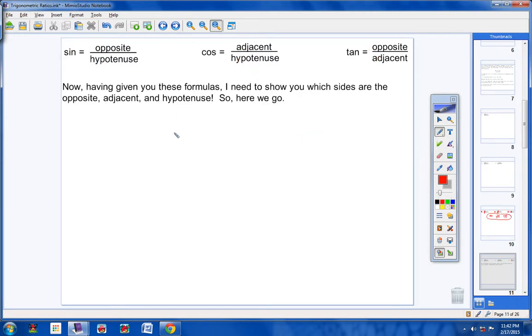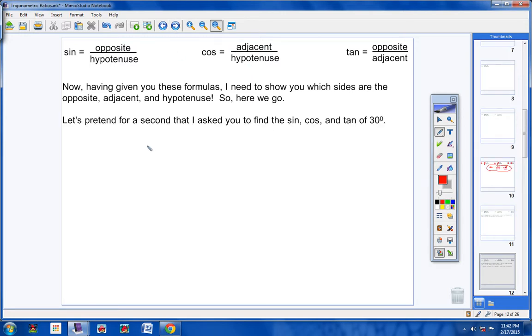Now, having given you these formulas, I need to show you which sides are the opposite, the adjacent, and the hypotenuse. So let me show you what I'm talking about, students, when I say opposite, adjacent, and hypotenuse. Now, all of you know what the hypotenuse is already, so really, I don't need to spend any time on that. However, the opposite and the adjacent, we need to talk about that, okay? So here we go. Let's pretend for a second that I asked you to find the sine, cosine, and tangent of 30 degrees, okay? Alright, now watch this carefully.